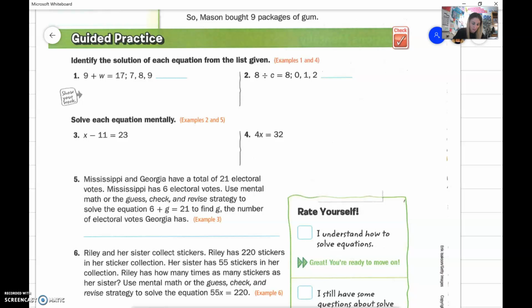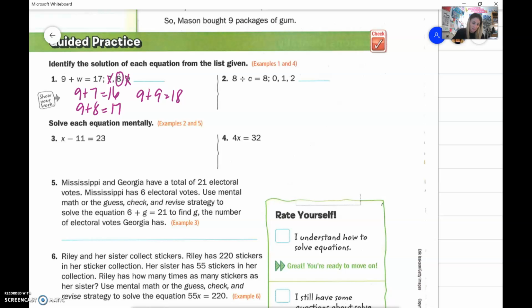9 plus 7 equals 16. That doesn't work. 9 plus 8 is 17. That one works. And then 9 plus 9 equals 18. That does not work because we need it to be 17, so my answer is 8.